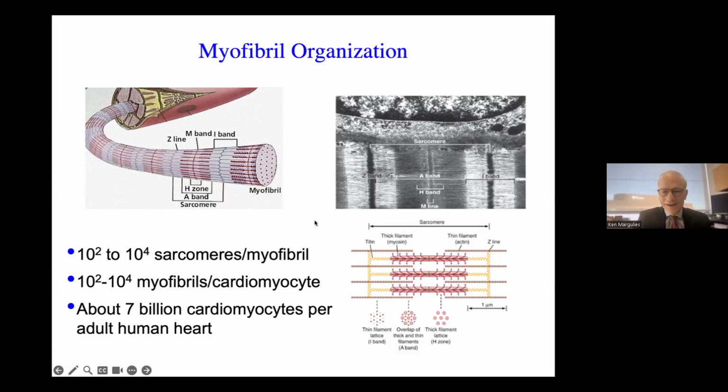I also want to highlight the magnitude of how many sarcomeres and how many cells we're talking about here. In a given myofibril, which is just one of those stripes within the cells on the previous slide, there are hundreds to tens of thousands of sarcomeres. And within every cardiomyocyte there are also hundreds to tens of thousands of myofibrils. Then there are about 7 billion cardiomyocytes per adult human heart. So when we talk about sarcomeres, we really are talking about a very small structural unit of a very macro-level structure.